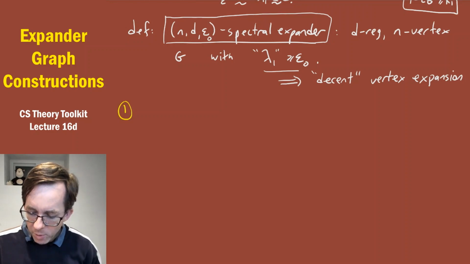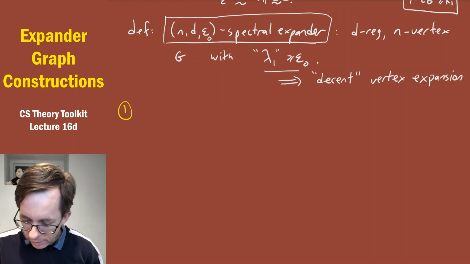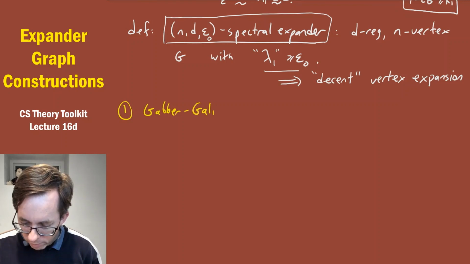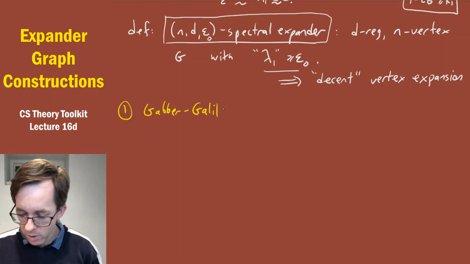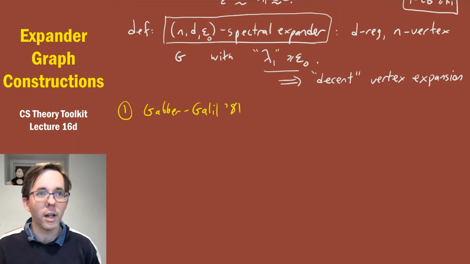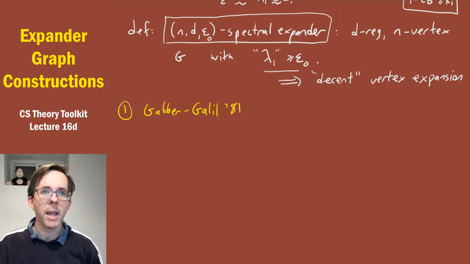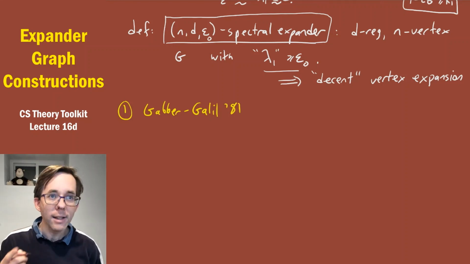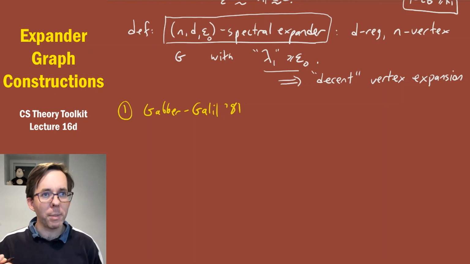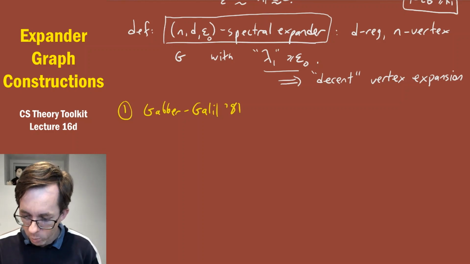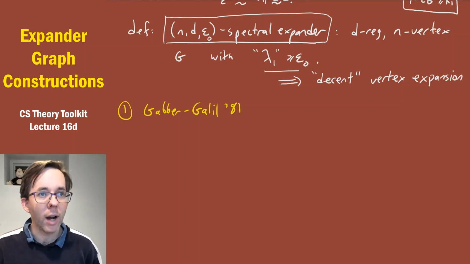But there's a subsequent paper by Gabber and Galil from '81, which kind of tidied things up a bit. And so we don't need to give Margulis too much credit. These are often referred to as the Gabber-Galil expanders. And the nicest analysis of them was done in a subsequent paper by Jimbo and Maruoka. Okay, so without further ado, what is this graph?